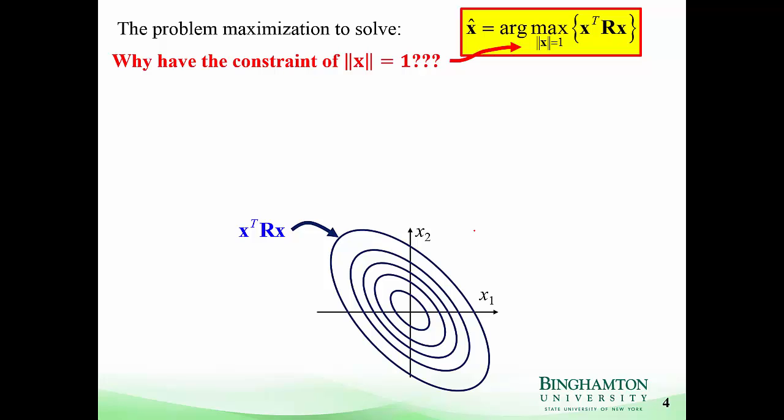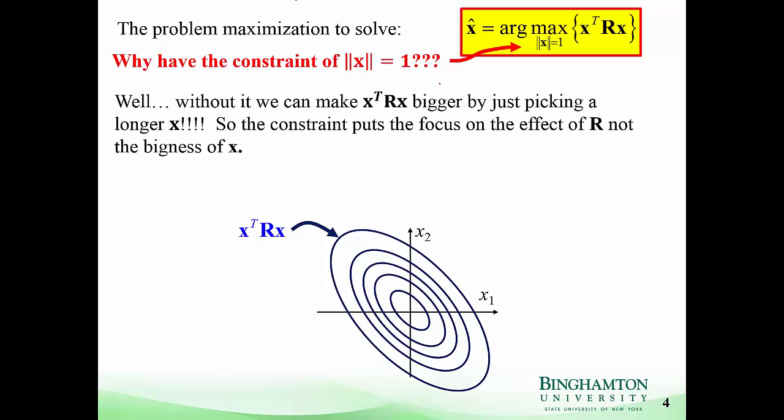There are only two possibilities of x that will have magnitude equal to 1. But for this problem, in the two-dimensional case, it's quite a bit more interesting. And as we go to higher dimensions, it gets even more interesting. All we're saying here is that we can make this thing as big as we want by just picking bigger and bigger x's. So we have to put a constraint on this. Otherwise, there's no real solution. The solution is just x is infinitely large, and that's not good.